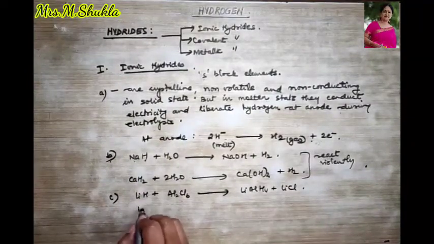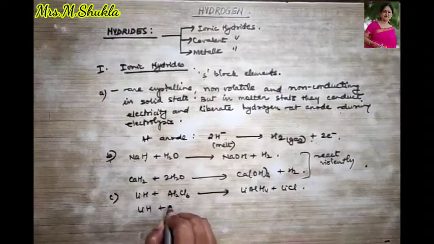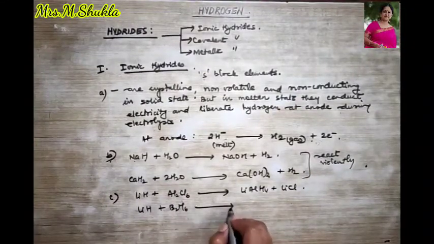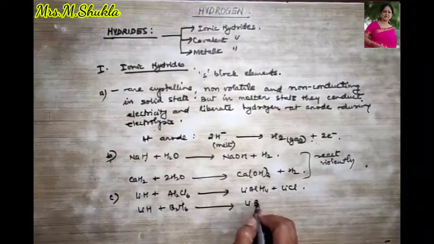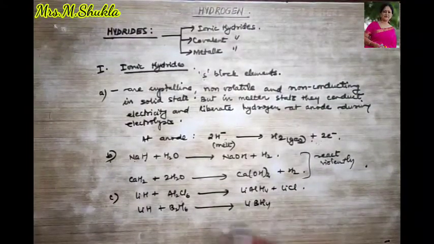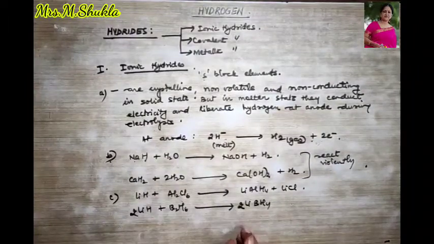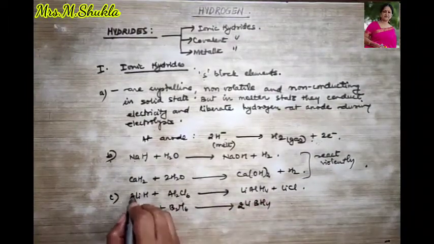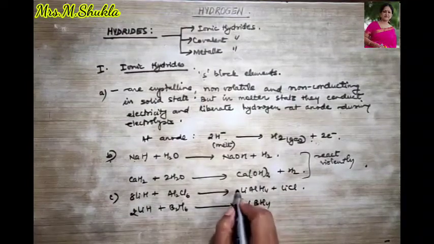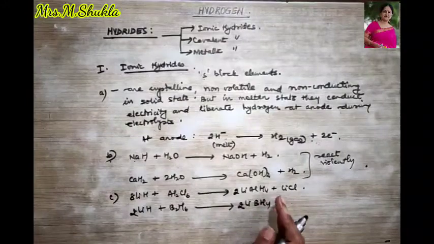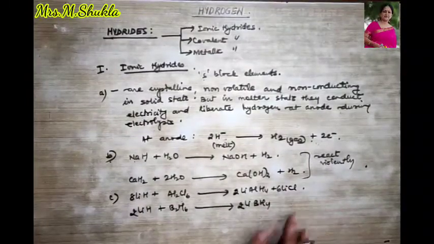Similarly, lithium hydride when combined with boron hydride is going to give us lithium borohydride. You can balance the equation: 2 and 2 over here. Here this is 8, this is 2, and this will be 6 then.